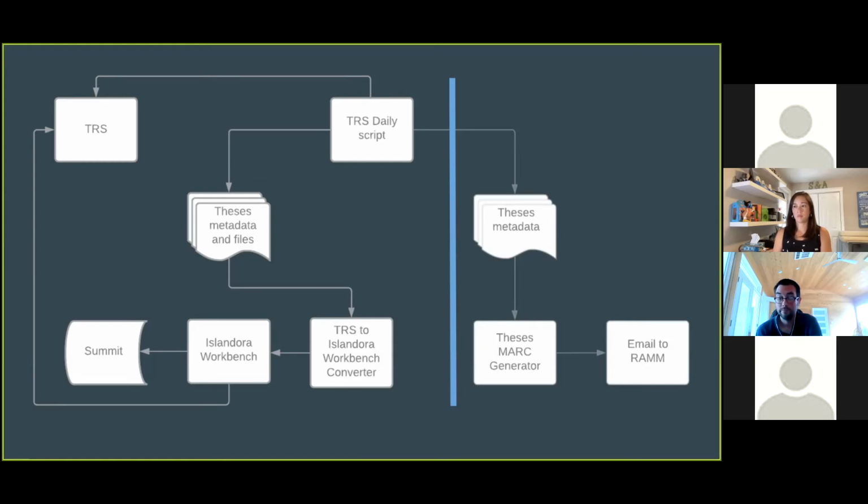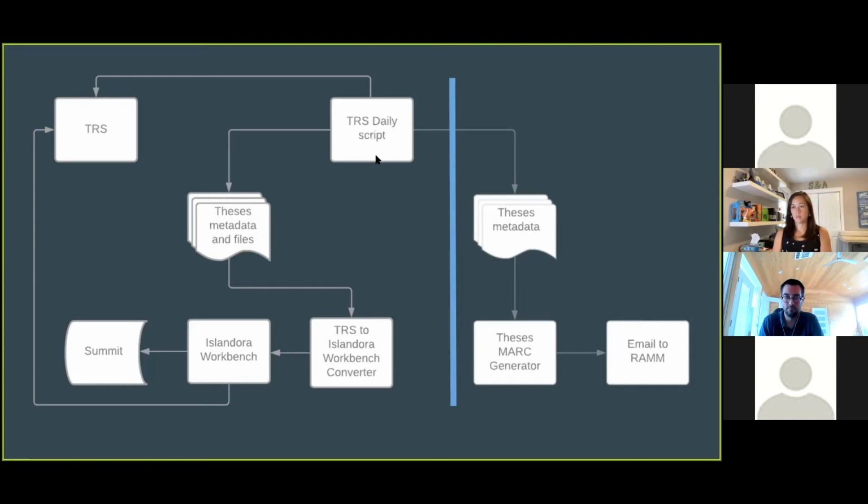published in that month and in the previous month, and converts them to MARC records, which are then automatically emailed to our metadata department, which is called RAM, Resource Access Metadata and Management. That's the division in the library. But it is the workflow on the left-hand side of the blue bar that I want to just describe here before I sign off. So this TRS daily script runs daily.